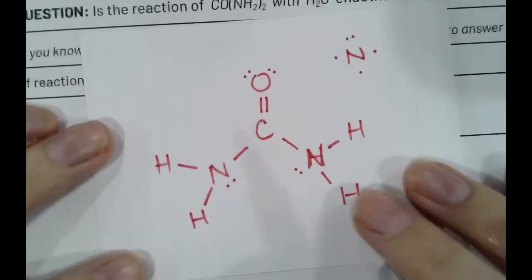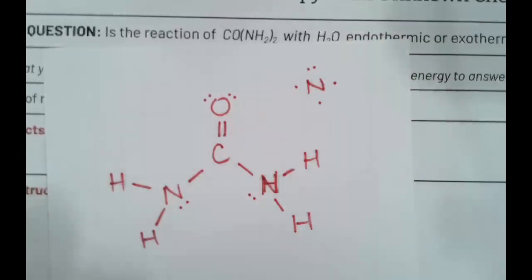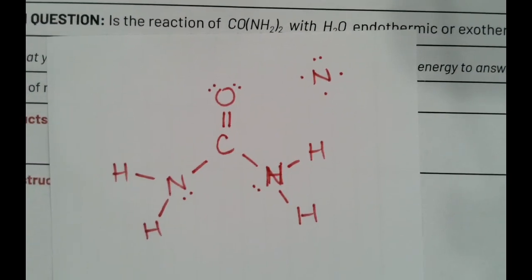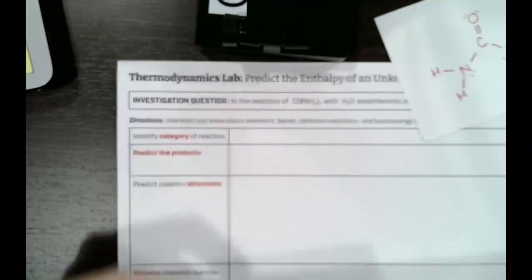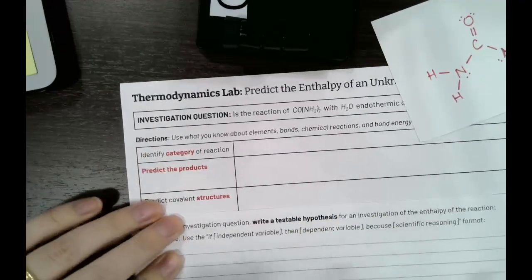Your job is to predict the products based on what type of reaction you think it's going to be, and then figure out endothermic or exothermic. Best of luck, folks. When you're all done, take your proposed answer and fold this up. You're going to write a hypothesis based on this, because we're actually going to test this hypothesis in class.